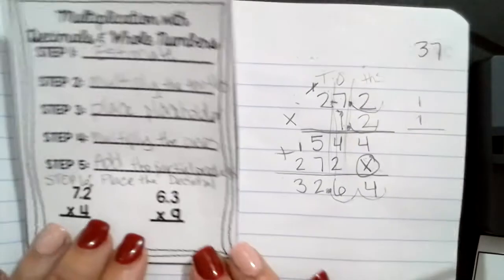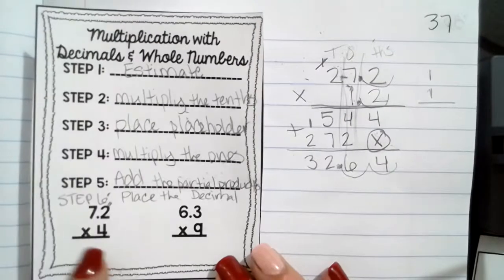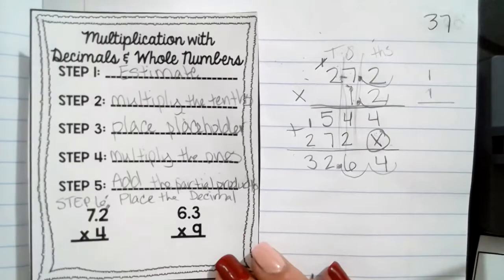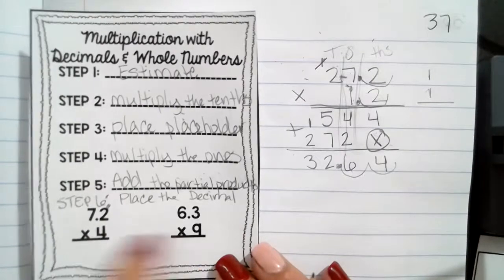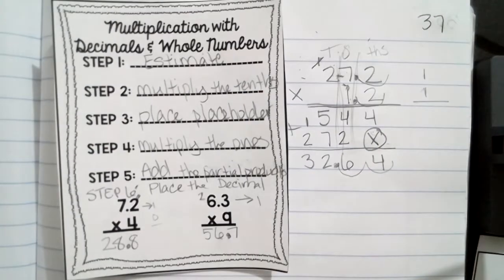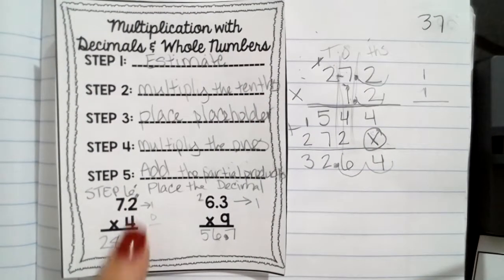Okay, so we're going to multiply. I want you to pause the video. You're going to multiply these two, and then you're going to come back and check your answer. So pause the video, and I want you to multiply these two problems, and then come back and check your answer.